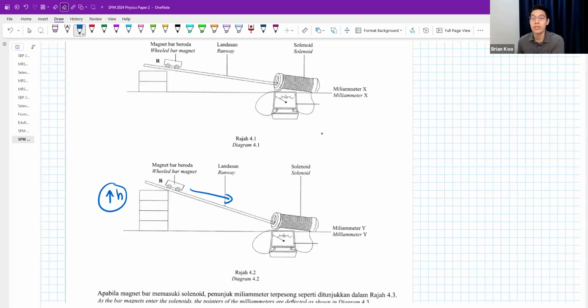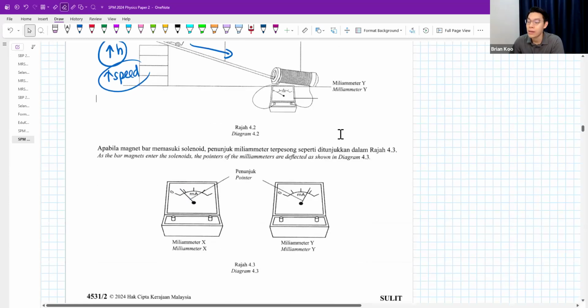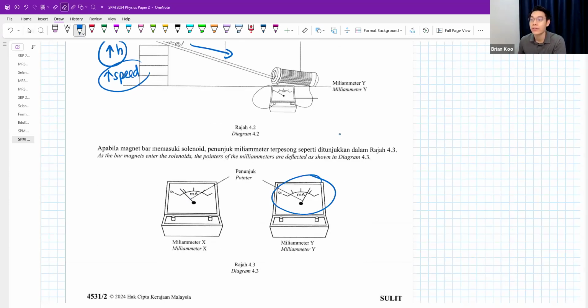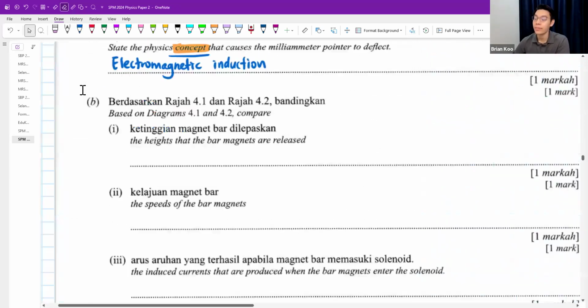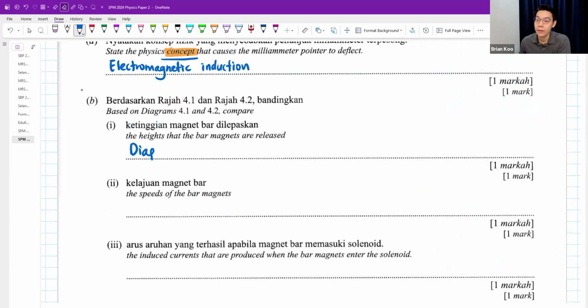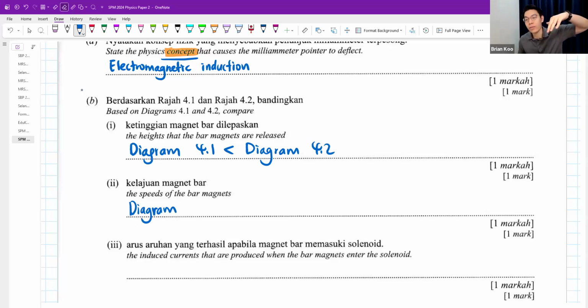Greater speed also, because you let it slide down from higher, the speed is also higher in 4.2, and the reading here is also higher, 4.2. So 4.2 is all higher, 4.1 is all lower. Okay. Diagram 4.1 is lower than diagram 4.2. You want 4.2 higher also, okay? The speed of the bar magnet: because you slide higher, diagram 4.2 is higher and 4.1 is lower. Okay, you can write like this in SPM, no problem.